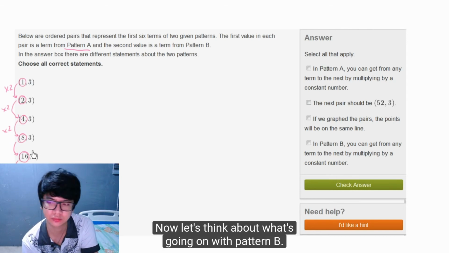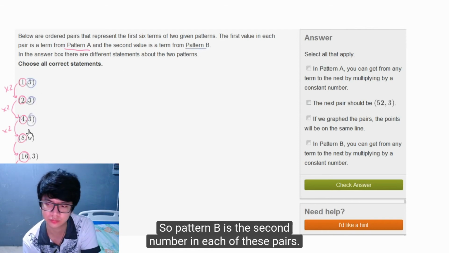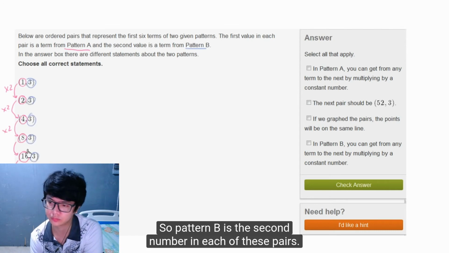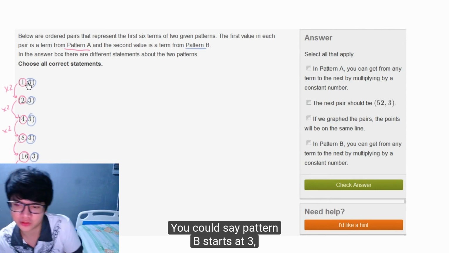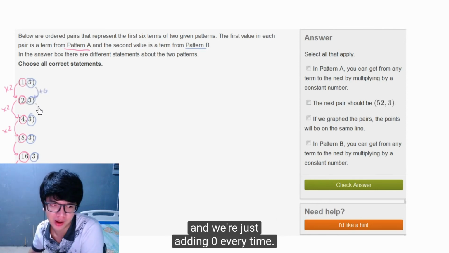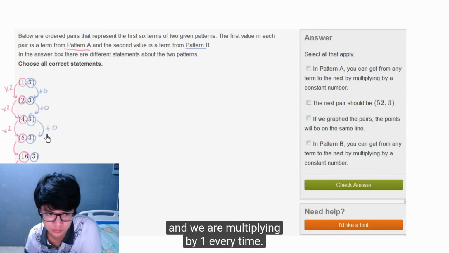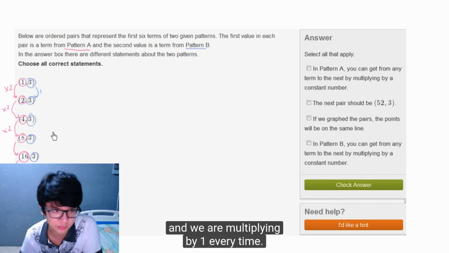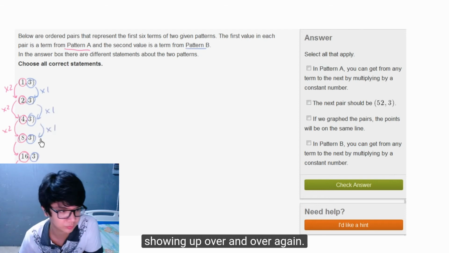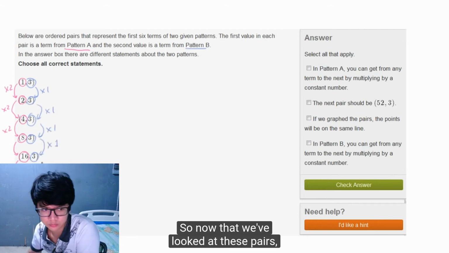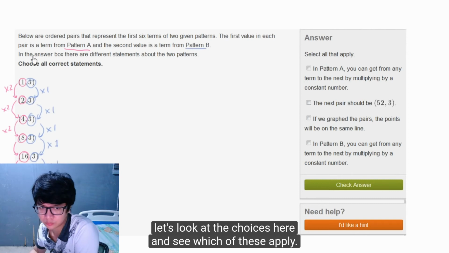Now let's think about what's going on with pattern B. Pattern B is the second number in each of these pairs, and it's just always 3. There's a couple of ways you can think about it. You could just say pattern B is always 3. You could say pattern B starts at 3 and we're adding 0 every time. Or you could say that pattern B starts at 3 and we are multiplying by 1 every time. Either of those would give you just 3 showing up over and over again. Now that we've looked at these pairs, which show the corresponding terms for pattern A and pattern B, let's look at the choices here and see which of these apply.